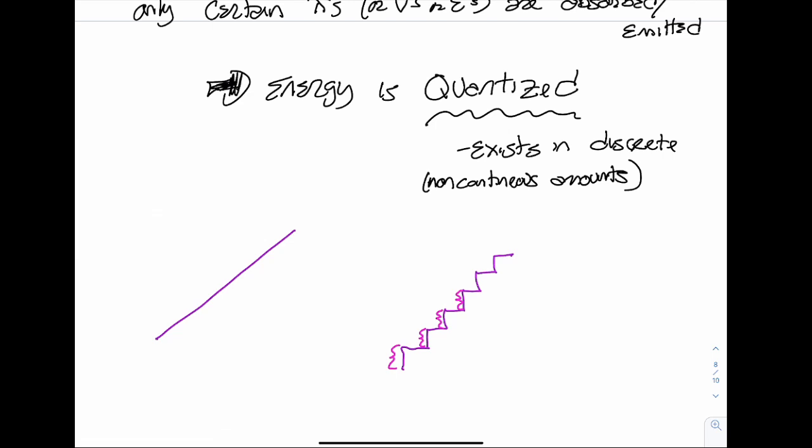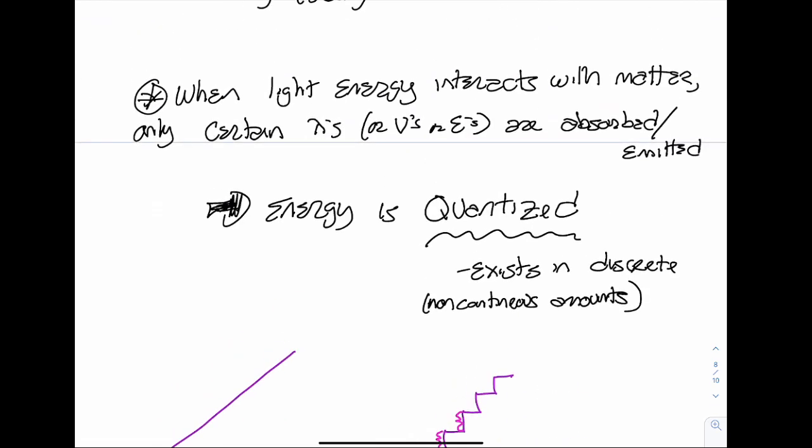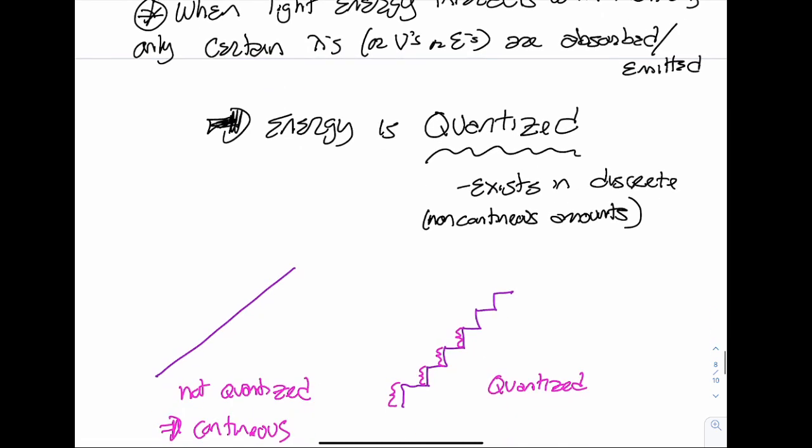So I can gain elevation in those amounts, right? Not continuously. So stairs would be something that would be quantized. I can only go up in discrete amounts. I can't hover where there isn't a tread, right? On a ramp, however, I can gain elevation continuously. So this is quantized. This is not quantized, right? This would be continuous. So gaining elevation continuously, or something that is quantized. So instead of seeing a rainbow, right, instead of seeing a continuous distribution of wavelengths of visible light, when light interacts with matter, we're only seeing certain colors. So only certain wavelengths, which means certain energies.